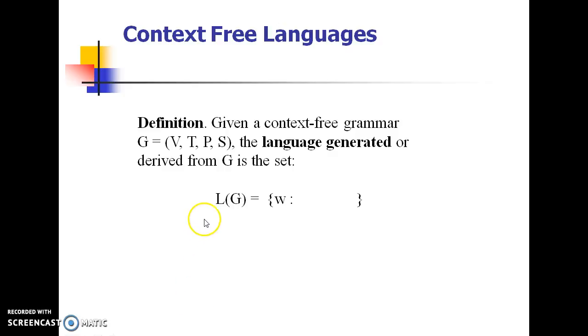So what is a context-free language? A context-free language consists of all the strings w which can be generated from the starting variable of the grammar in one or more steps or 0 or more steps.